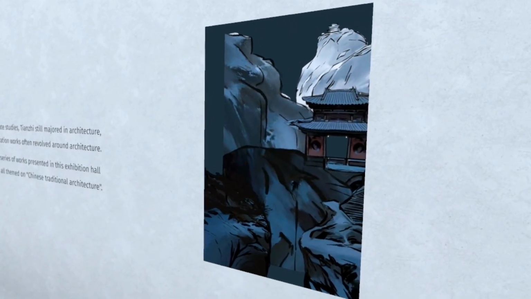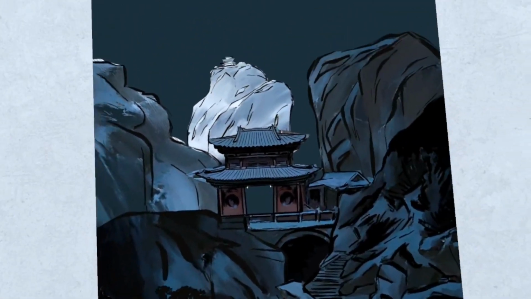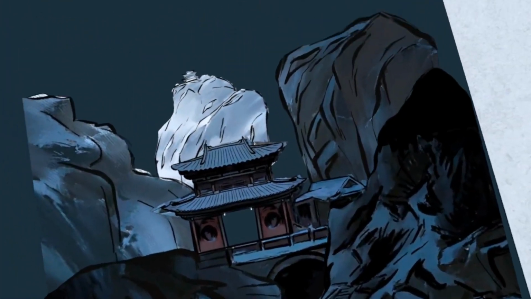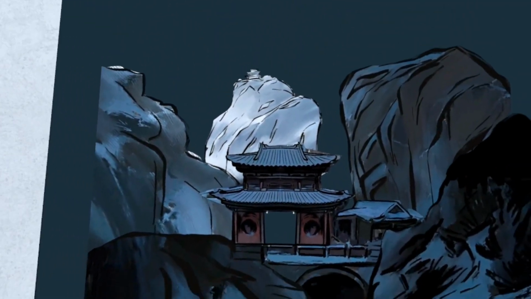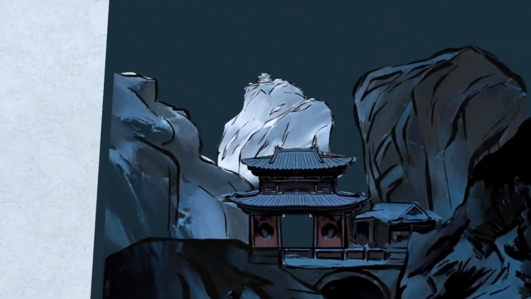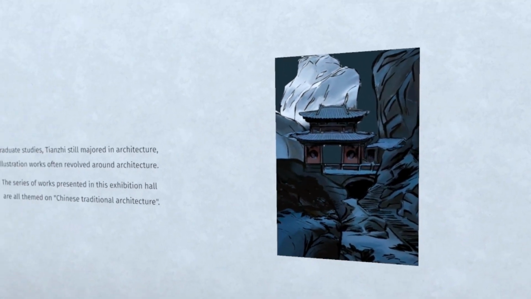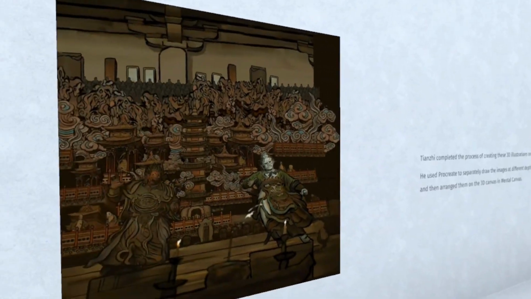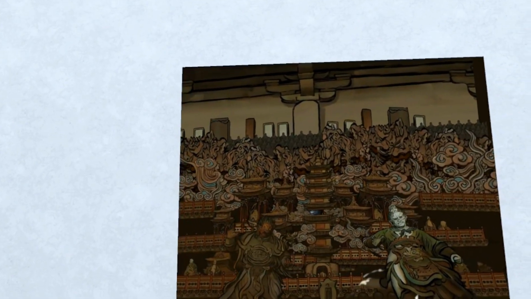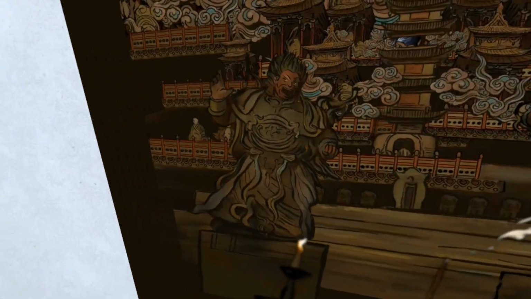During his postgraduate studies, Tianzi still majored in architecture, and his illustration works often revolved around architecture. The series of works presented in this exhibition hall are all themed on Chinese traditional architecture. Tianzi completed the process of creating these 3D illustrations on an iPad. He used Procreate to separately draw the images at different depths and then arrange them on a 3D canvas in Mental Canvas.